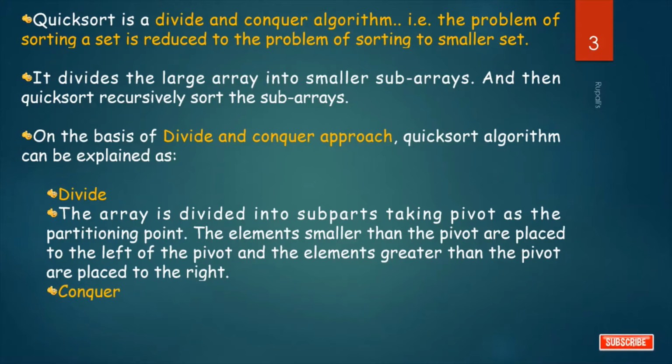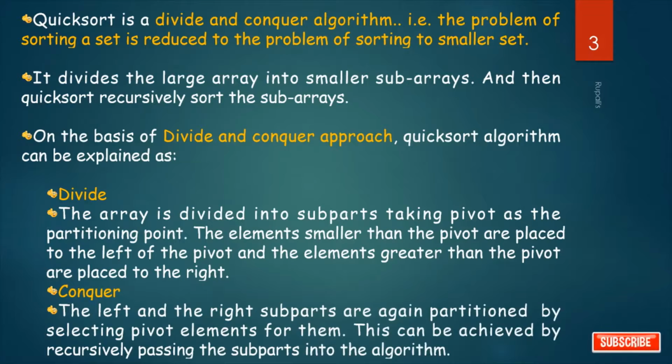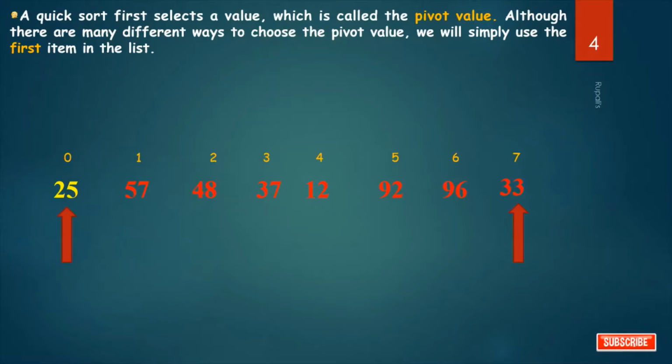And what is the conquer approach? Then the left and the right subparts are again partitioned by selecting pivot elements for them. Again do the same thing. This can be achieved by recursively passing the subparts into the algorithm. We will take an example, then it will be more clear for you. Now see how quicksort works.